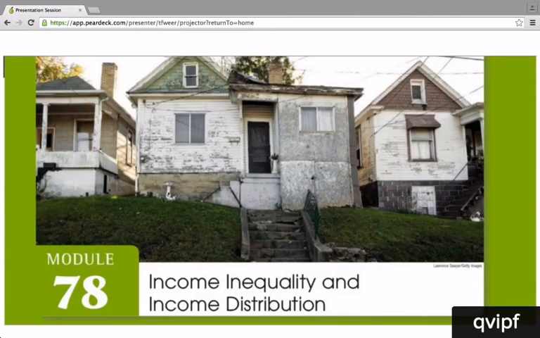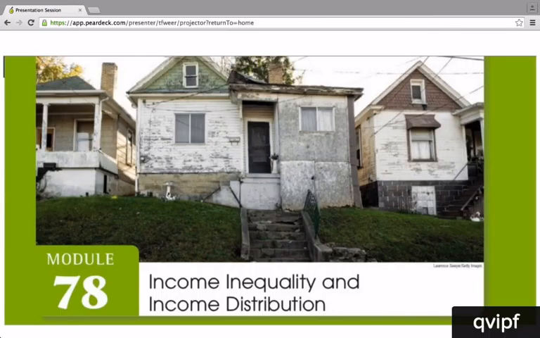So in this final module, in the unit on market failure and the role of government, we look at the topic of income inequality and income distribution in the United States. In other words, in a market economy, how is the income that is received by different groups of people divided up amongst the population, and what problems are caused as a result of that?